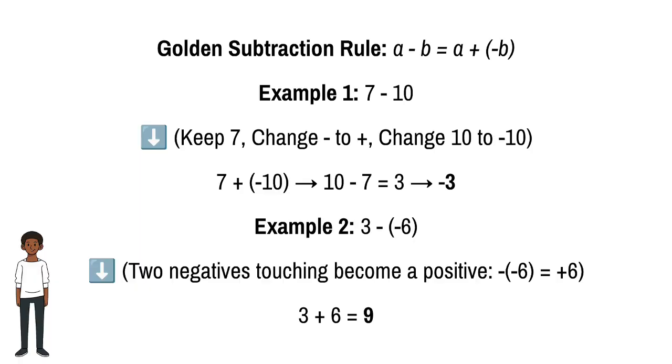Now let's look at 3 minus negative 6. Subtracting a negative is the same thing as taking the opposite of a negative, which turns into a positive. So 3 minus negative 6 becomes 3 plus 6 equals 9. Two negatives touching directly always merge into a positive.